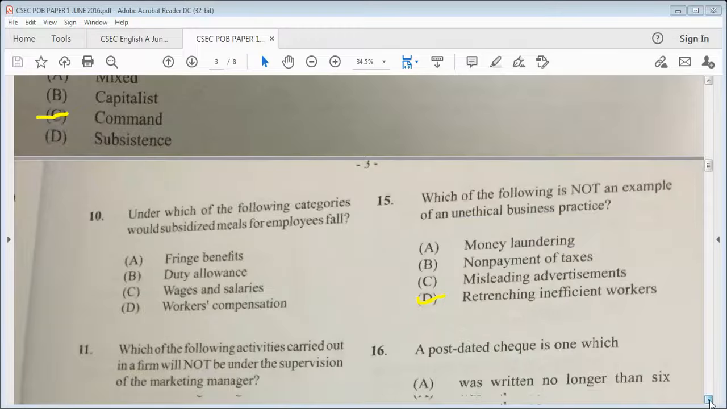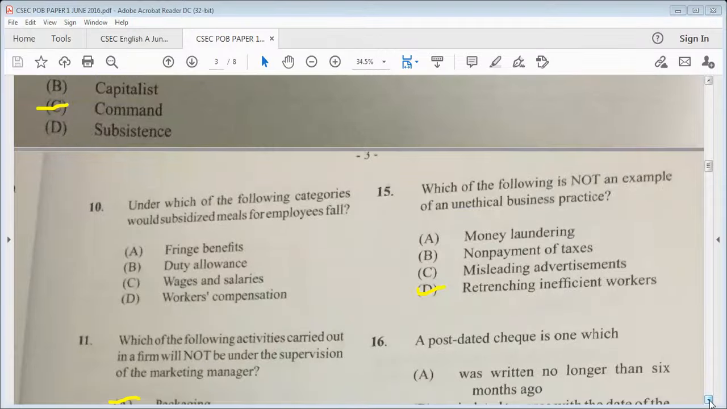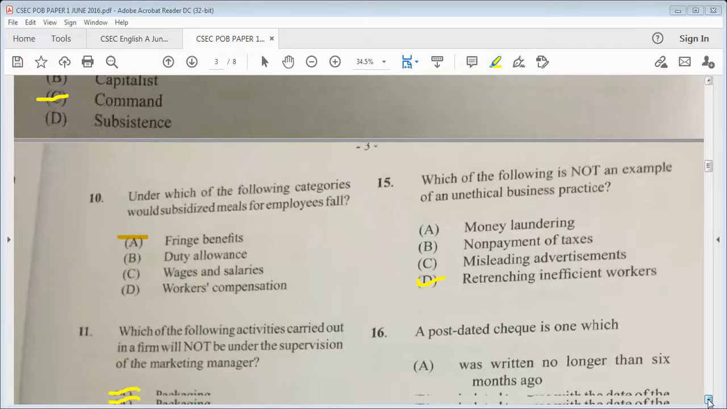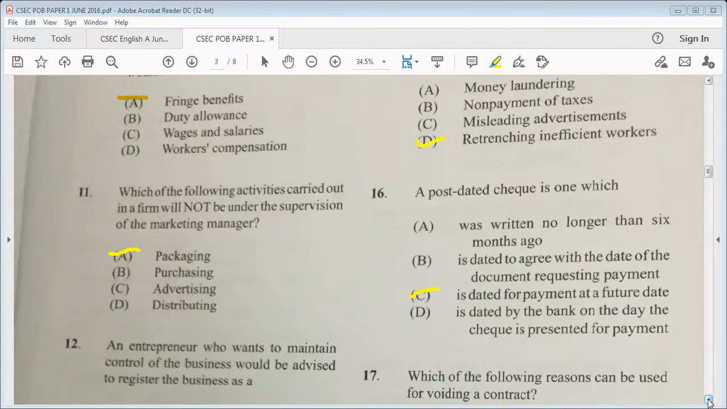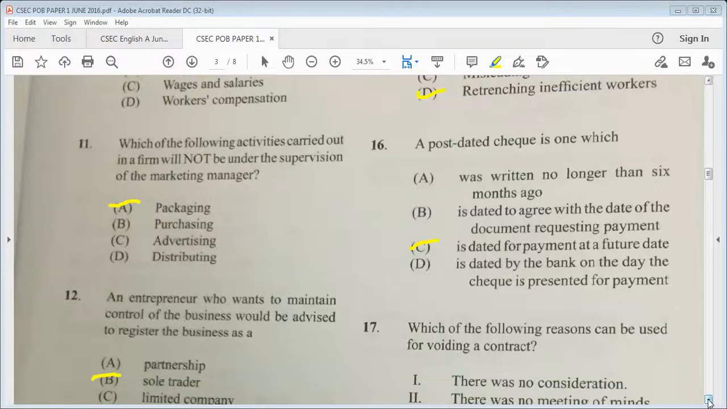Let's go on to question number 10. It says, under which of the following categories would subsidized meals for employees fall? We know it is A. Fringe benefits. Let's go on to number 11. Which of the following activities carried out in a firm will not be under the supervision of the marketing manager? We know it is A. Packaging.